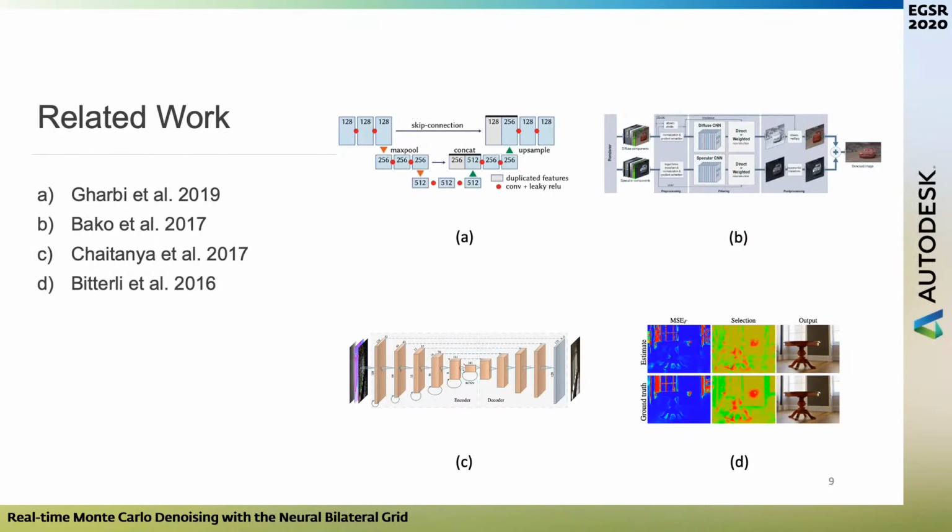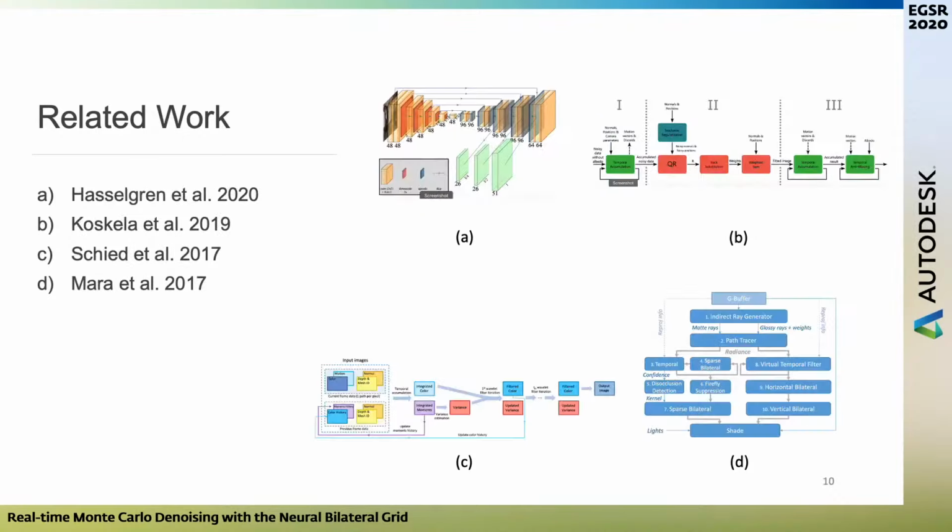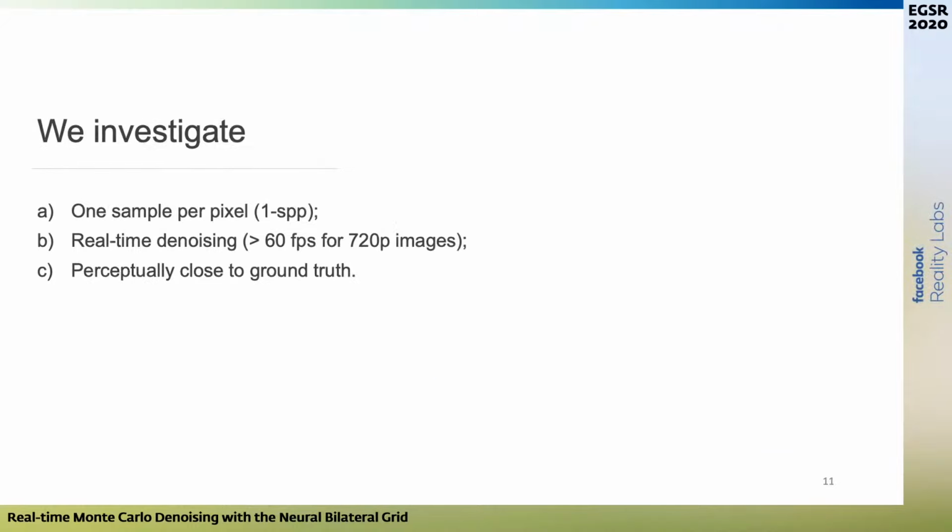Here are some examples of the offline denoisers, which pair up with a renderer to clean up the image after the rendering. Recently, many denoising approaches with fast filtering have also been developed for real-time applications. To meet the real-time requirements, we started to investigate a denoiser designed for extremely low sample count, which is 1 SPP, and we target denoising frame rates greater than 60 FPS with high denoising quality.